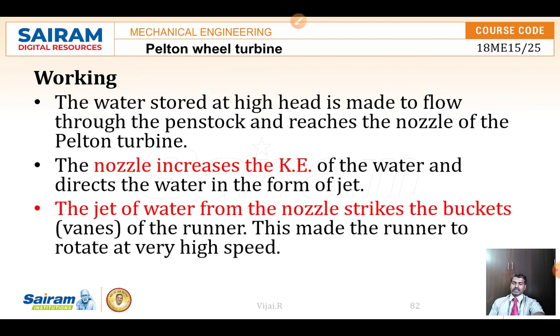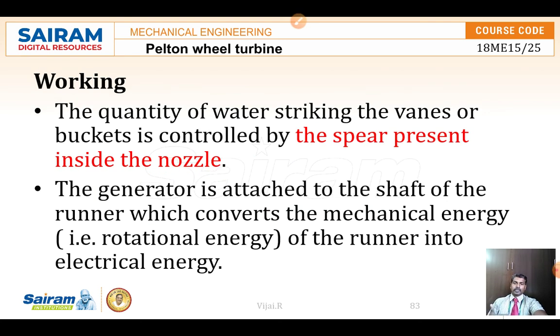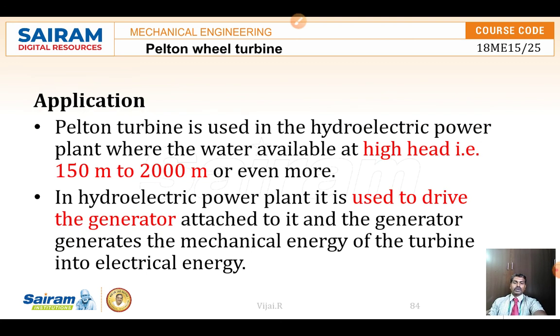So the working, as I said: we need water stored in high head dams, passed through the penstock, and through the nozzle it hits the blades. The nozzle is used to increase the kinetic energy of water, so that it makes the runner rotate in a faster manner. When the buckets rotate, the shaft is rotated. Mainly the turbine's function is to convert the kinetic energy of the water into mechanical energy, that is, rotation. Okay, fine. This is how it is rotated.